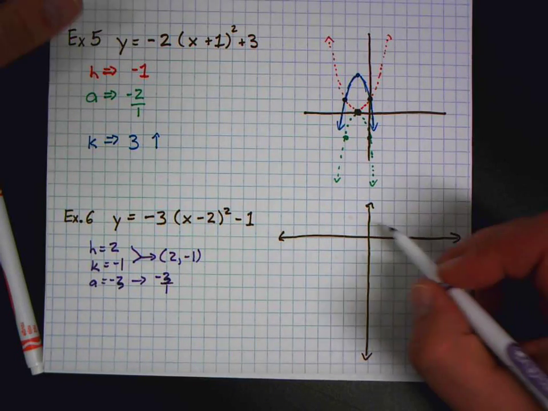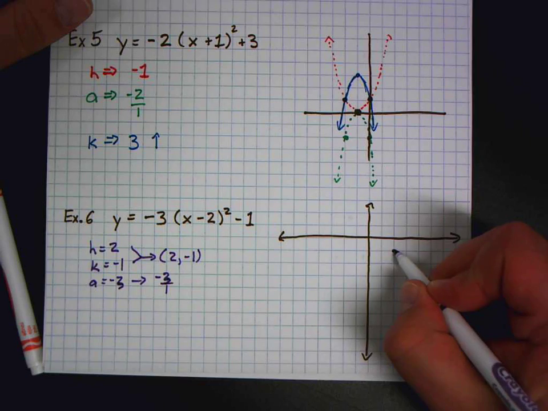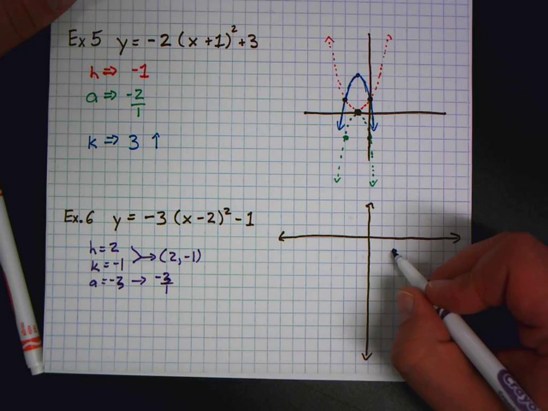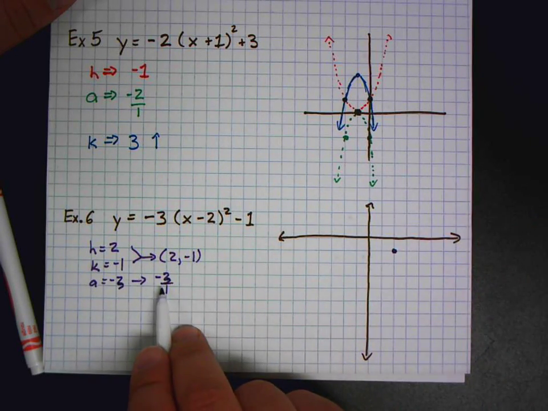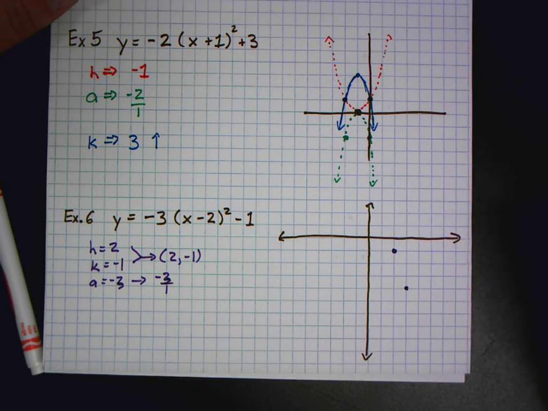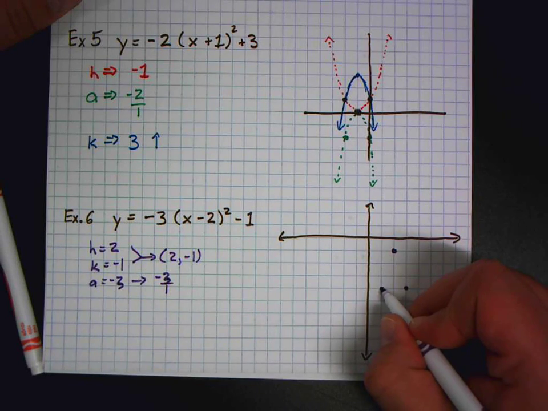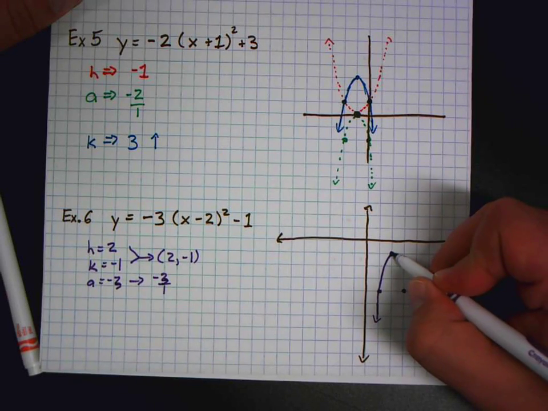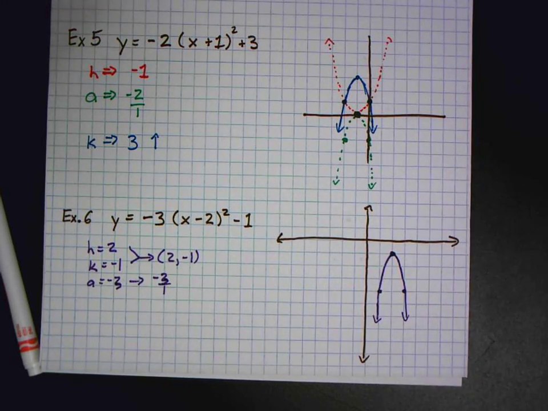Okay, so I'm going to start at 2, -1. I know that my function usually goes over 1, up 1, but my slope is -3, so over 1, down 3. Since this is a parabola, I know it has a matching point on the other side, and I have my graph. That's what I would prefer you be able to do. I put my vertex in by shifting it, and then I just graphed off of my vertex.